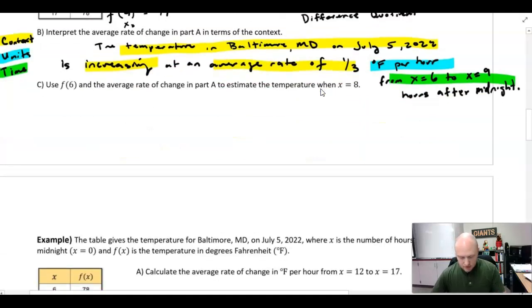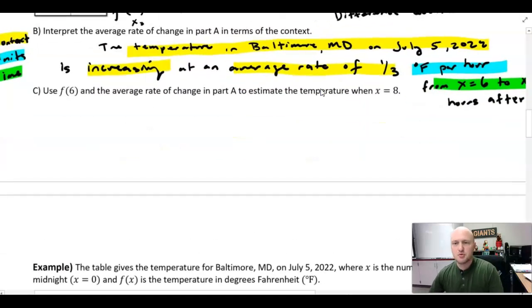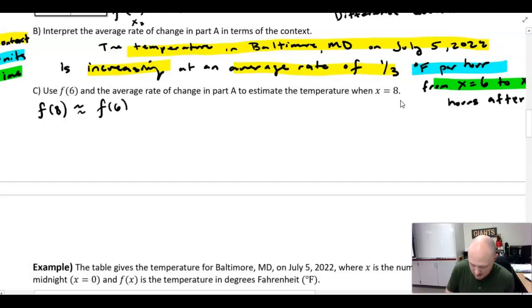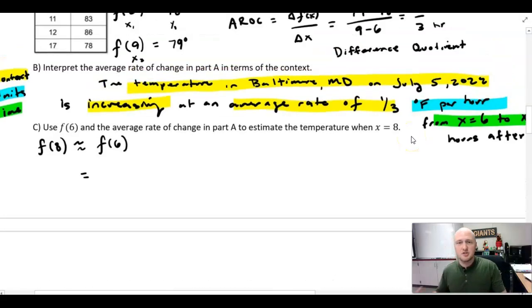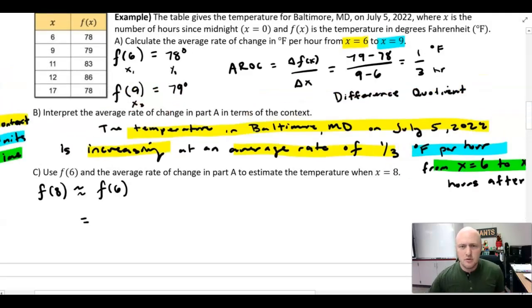Let's go ahead and look at question C. They say, use f of 6 and the average rate of change in part A to estimate the temperature when x is equal to 8. Okay, so they're explicitly asking us to find what is f of 8. We want to estimate this. And they say, use f of 6. Now, I'm going to use f of 6 because that gives me a starting location. I know that the temperature 6 hours after midnight is 78 degrees. So I have 78 degrees Fahrenheit.